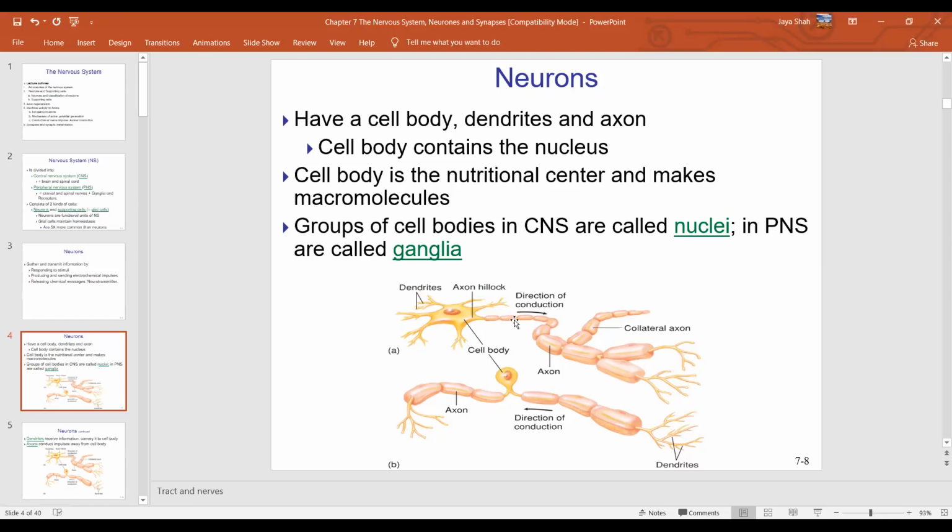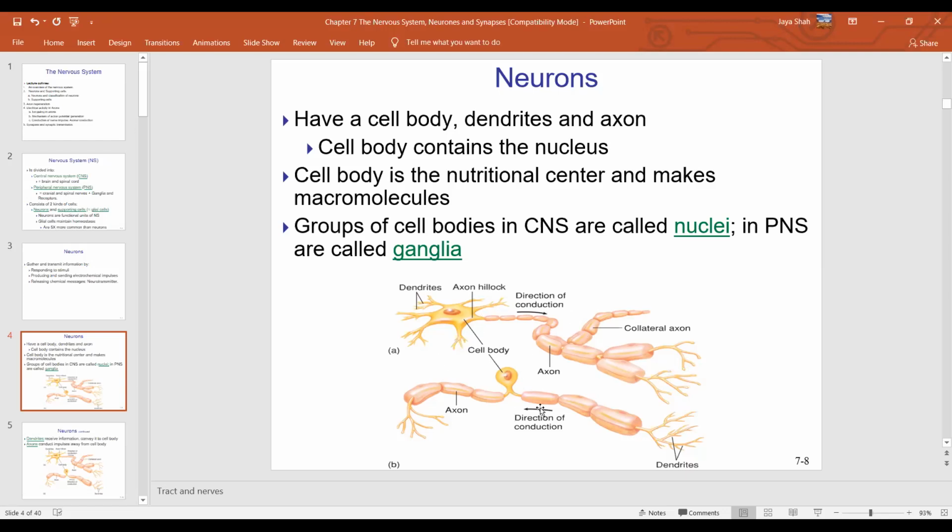One big extension of the plasma membrane is called the axon, and several smaller extensions from the cell body of the plasma membrane are called dendrites. If you see the arrow here, dendrites carry impulse towards the cell body, whereas, as you can see by the arrow, axons carry impulse away from the cell body.